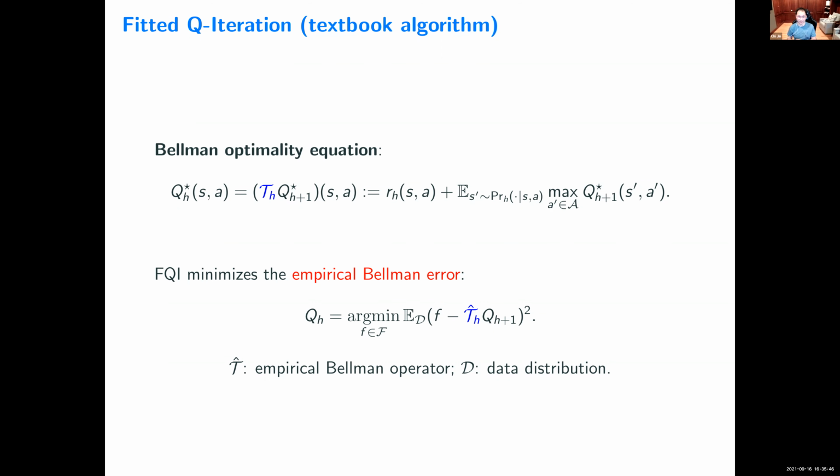Basically, just minimize the Bellman error. I had a question here. Maybe I was late by a few minutes. What is T hat H here? Is it different from T H? It is an empirical Bellman operator. Basically, the Bellman operator here assumes you know the transition and you're taking an expectation. Here you replace this expectation by an empirical average. Right.